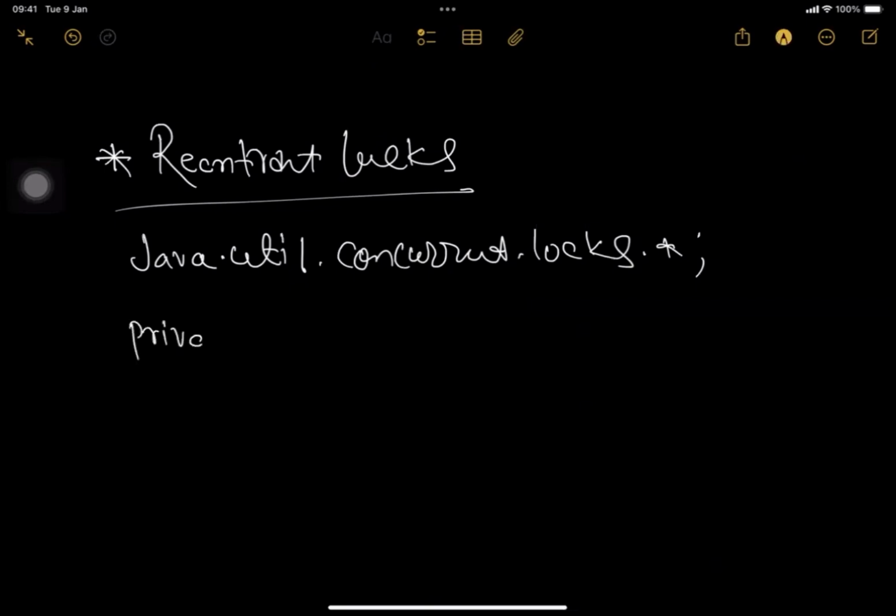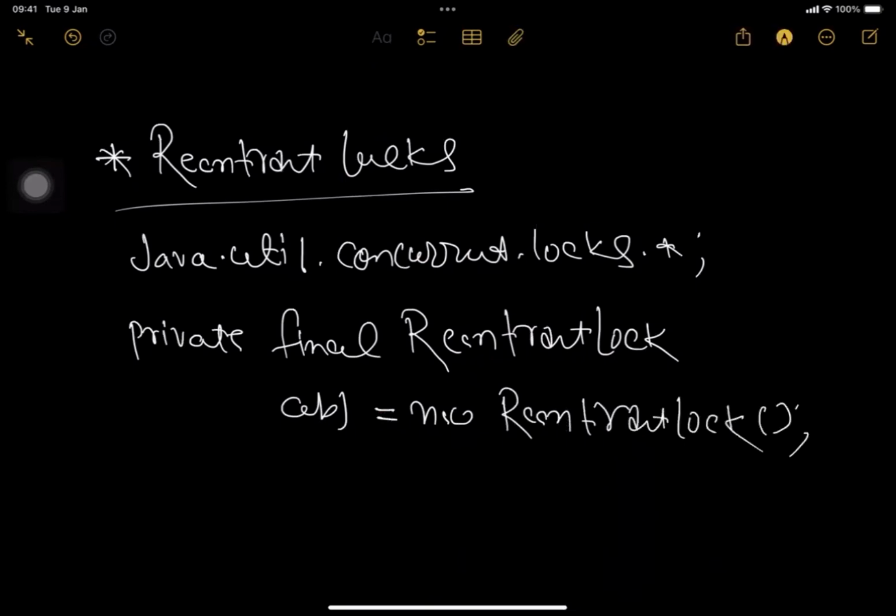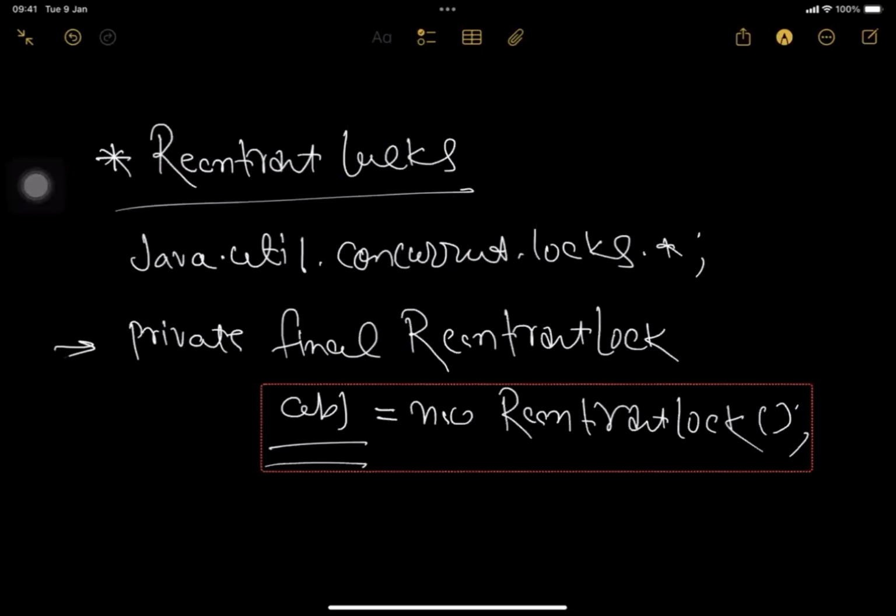Private final. Why private and final? You can do without them also, but locking is for internal use. There is no use of the lock outside your method, because you are writing the core logic, and you don't want to change the lock properties. So there is no need to make it non-final. So private final, then the type, then create the object, named obj or lock, whatever name you want to give. So you just created a lock. This is simple and straightforward.